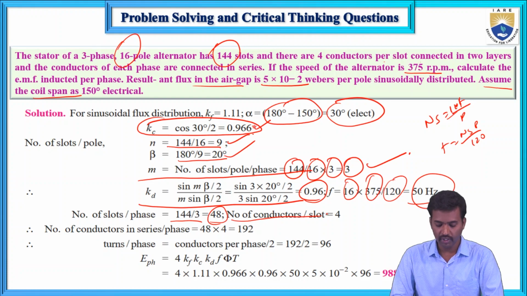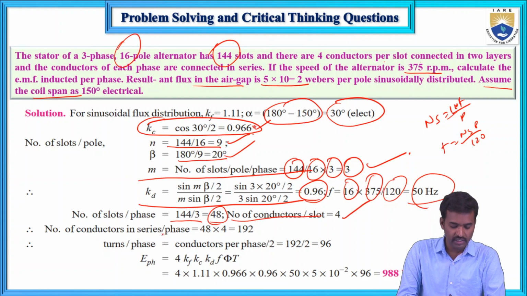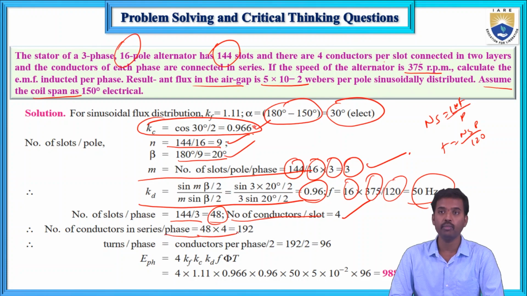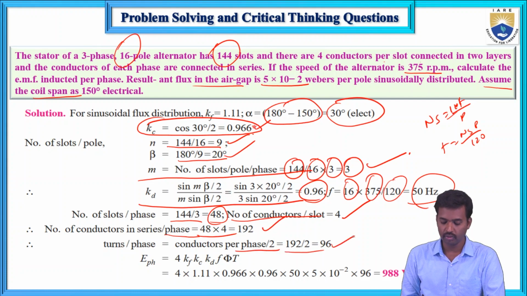And number of slots per phase is 144 by 3, that is 48, and total number of conductors per slot is 4, and number of conductors in series per phase is 48 into 4, that is 192. Turns per phase is 192 by 2, so this is 96.